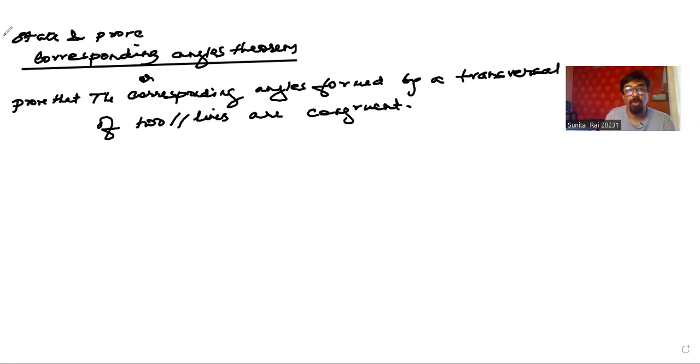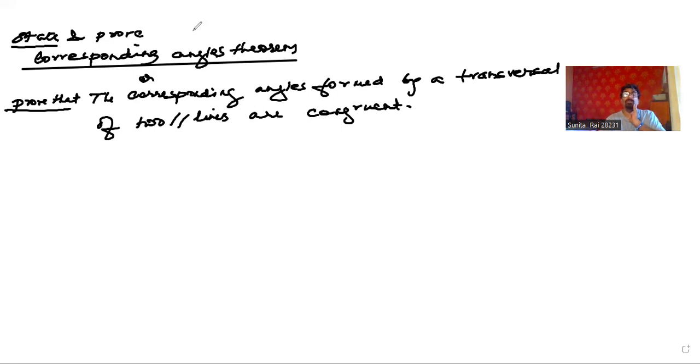If state and prove comes, you first rewrite the statement I wrote below, the corresponding angles formed by a transversal of two parallel lines are congruent, and then prove it. Or when the question comes straight away in rider form, prove that the corresponding angles formed by a transversal of two parallel lines are congruent. It can come like this also. So you know what to do, children.